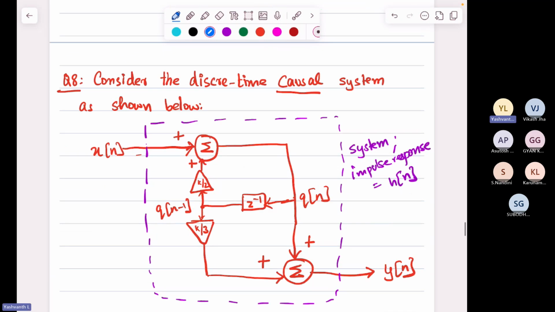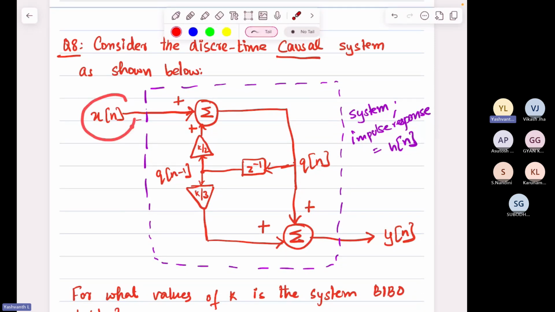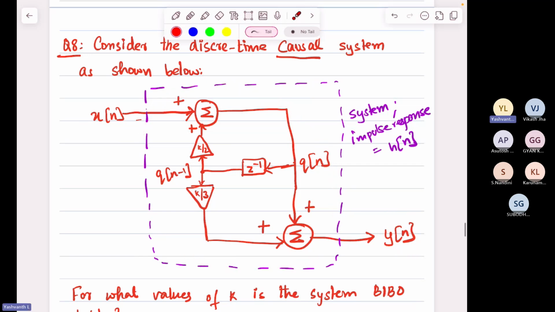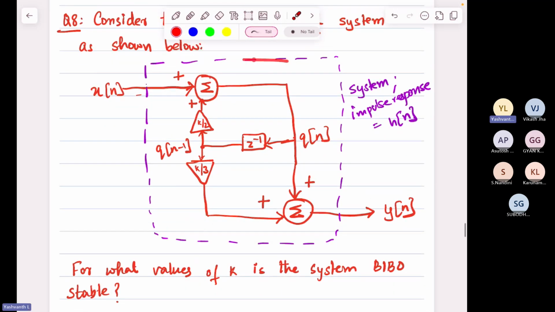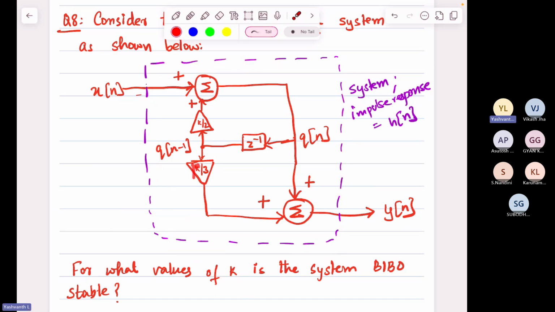Okay. Now let's move to the next question. The question is as follows. Consider the discrete time causal system. So it's already given causal. Very important, we'll use this property in the answer as shown below. So what it says is that you give an input x of n to some system, some black box, and the output is y of n. And this is how the black box does these mathematical operations. Now the question is, this box is characterized by one variable called k by 3.